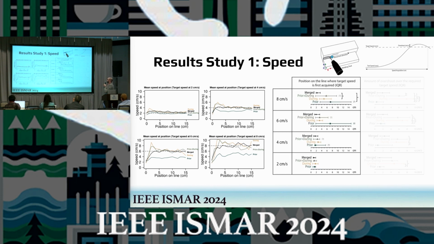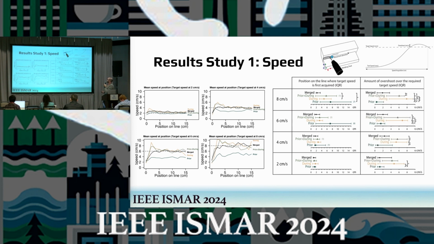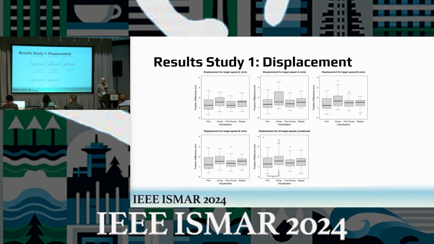For the position on the line where they actually reach the speed, merged is typically the shortest, with significance only for 8 centimeters per second. For the overshoot, we found that merged significantly outperformed the other instructions. Prior was also very low, but that makes sense: if you're not reaching the target speed, you're probably not going to go over it either. There the instruction helped really well. For the displacement, we didn't see much in general. We saw significance for all target speeds only between the prior and the during instruction, which can highlight some other importance.